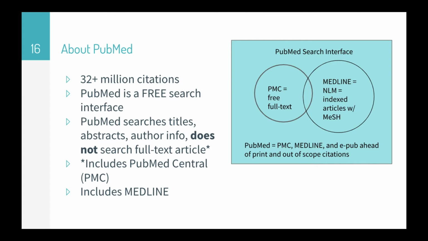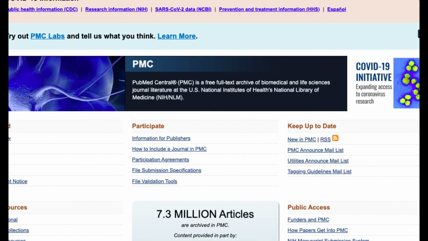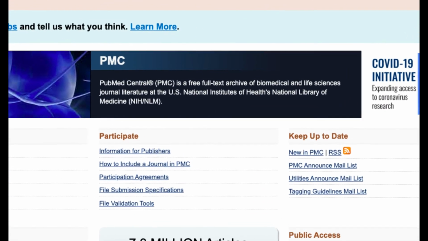So if you look at the diagram on the right here, PubMed is the blue box, and the information it contains is arranged in these two containers, and some of it is overlapping. The first container, the circle on the left, is called PubMed Central, and then there's also the bigger container, the circle on the right, that's called Medline. The distinction between the two is important because PubMed Central, or PMC, is the open access content.